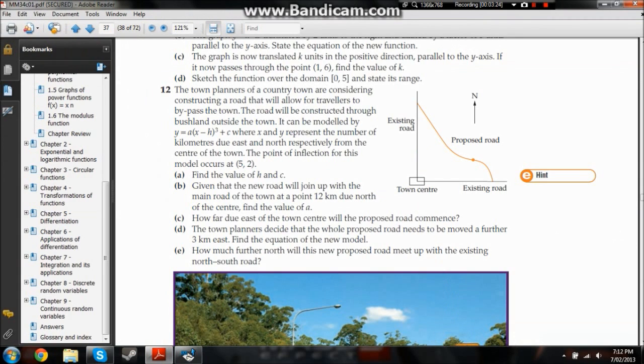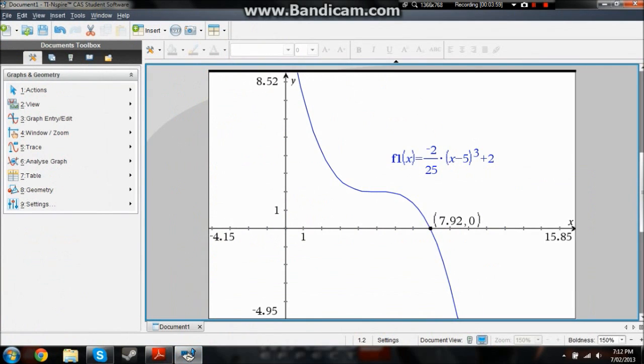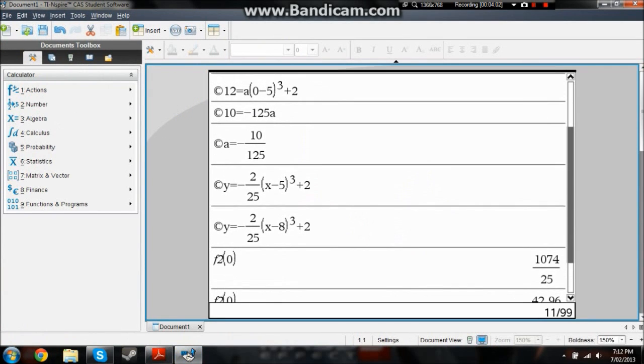The town planners decide that the whole proposed model road needs to be moved a further 3 kilometers east. Find the equation of the new model. So as I said before, the number in here changes where the point of inflection is on the horizontal plane of motion. So to move it 3 kilometers east, all you need to do is change this 5 to an 8, because 5 plus 3 is 8 obviously, and from changing that 5 to an 8, you'll move it 3 more units across, or 3 more kilometers east, like the question asks. So the new equation of the model is simply this. The 5 changes to an 8, and everything else stays the same.